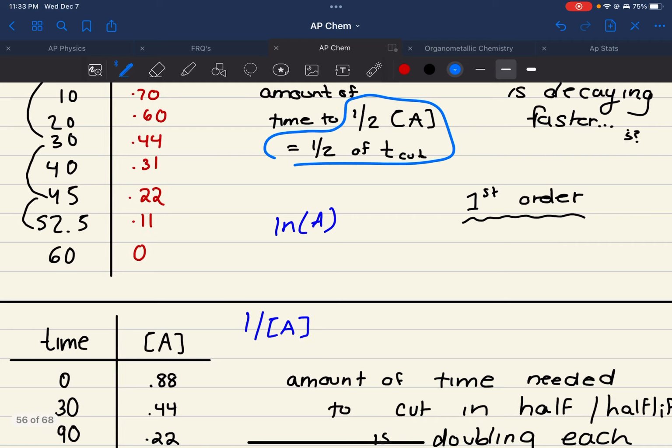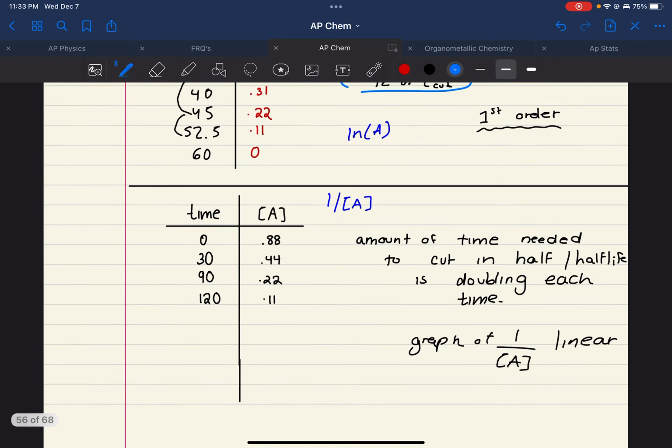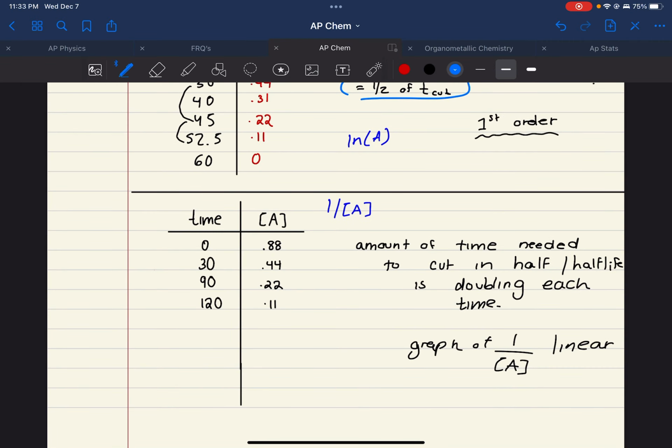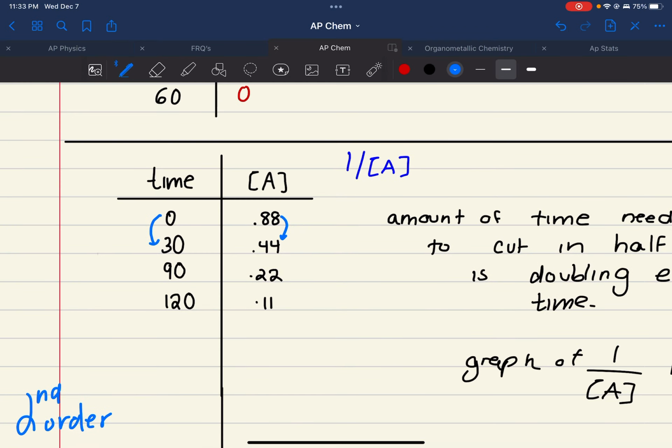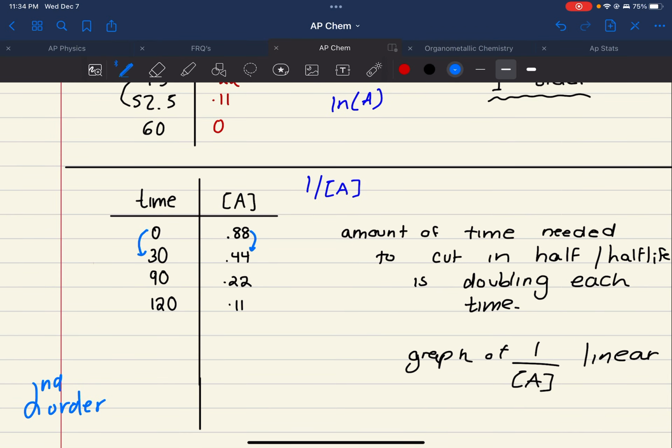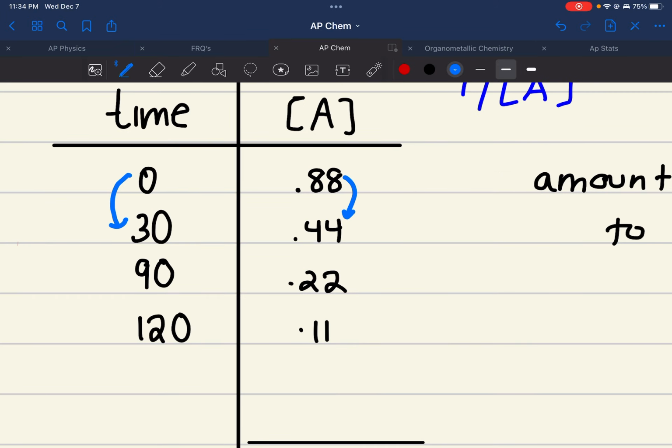I know it's kind of written weird, but now we have second order, which I do not understand why I was doing these in class. So we observe in the time here that it takes 30 seconds to cut this in half. So the amount of time needed to cut this in half will double. So it took 30 seconds to cut this in half.